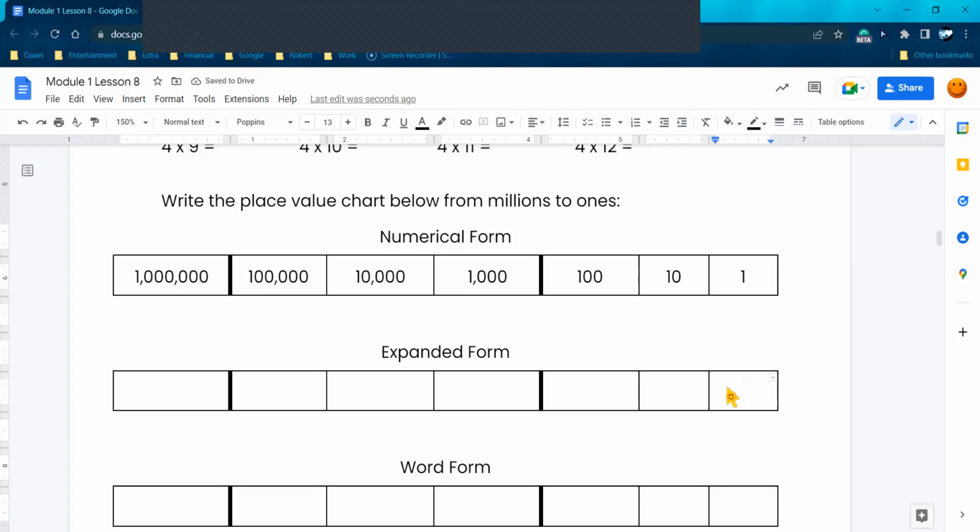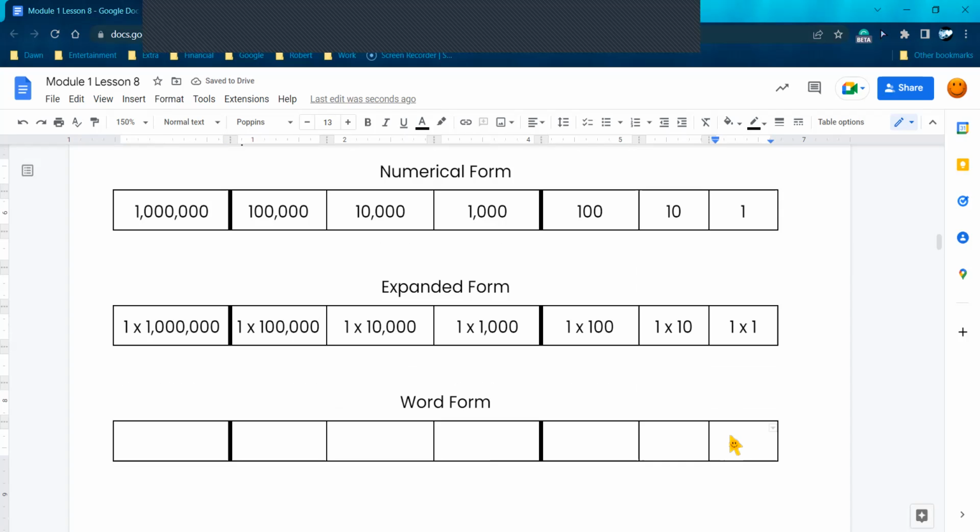Now we do expanded form. And we're just using the number 1 for right now. So we have 1 times 1 for our ones. Then 1 times 10, 1 times 100, 1 times 1,000, 1 times 10,000, 1 times 100,000, and yes, 1 times 1,000,000. And then we have to write all this in word form.